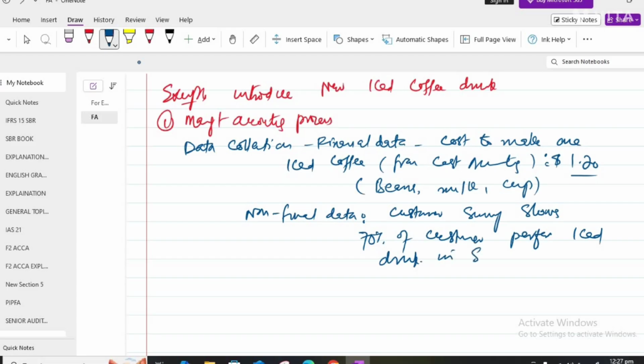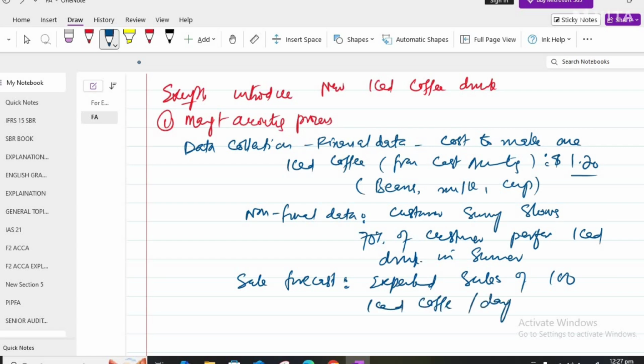Now the sale forecast, we have to do the sale forecasting. So the sale forecast is the expected sales of 100 iced coffee per day. Okay, and the price, let's say we have at $4. This is the price each.